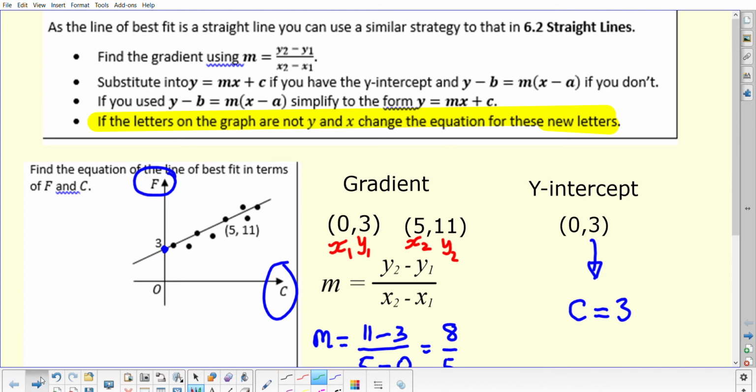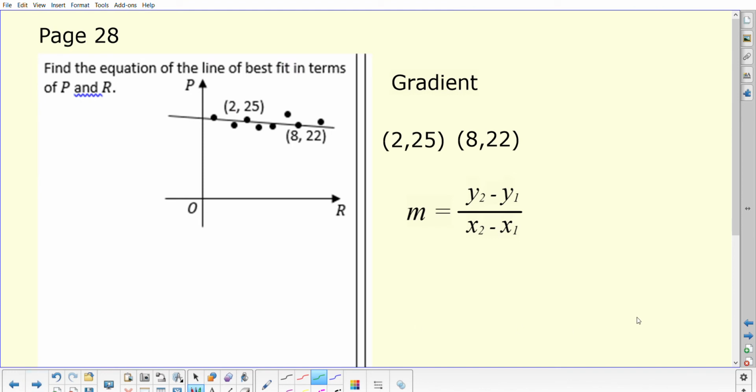So the second example on that page, and that's to find the equation of the line of best fit in terms of, and it even tells you what letters they want this time. So again, I'm going to label my points. So I've written them both down. So this is my first point here. I'm going to say that's my x1, y1. And then this is my second point, so x2, y2.